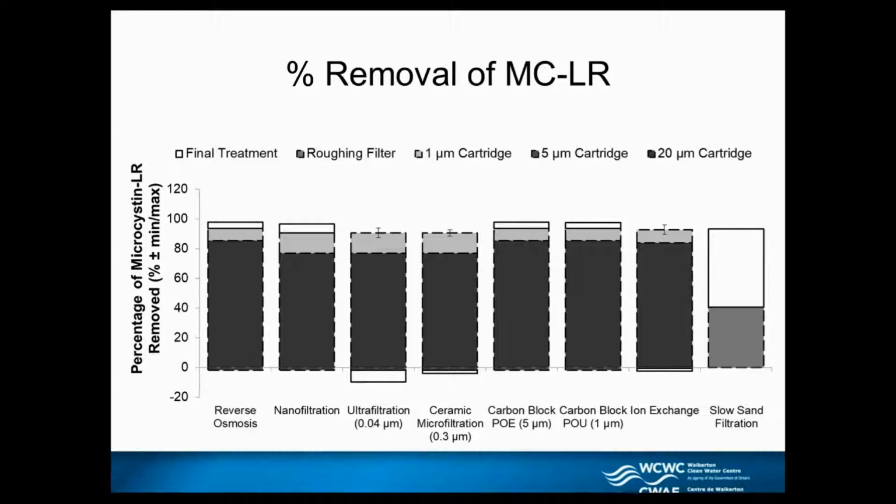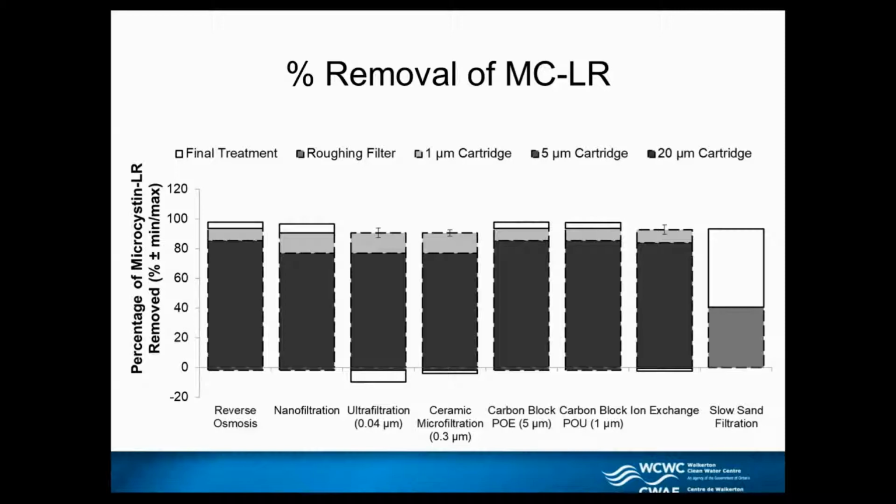So our slow sand filtration, again, we saw the roughing filter, or the pre-treatment, was effective. About half, or 40%, was removed, and then any remaining toxins were actually removed after that as well, from the slow sand filtration process. So looking at the total bars, we were getting very effective removal. It's just a matter of at what stage in the treatment process you saw that happen.